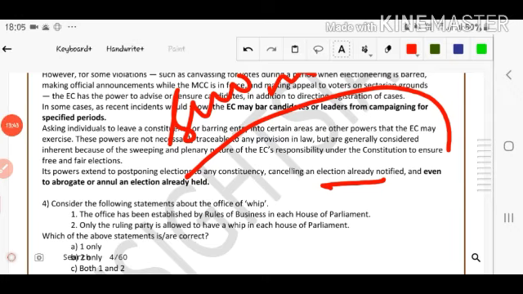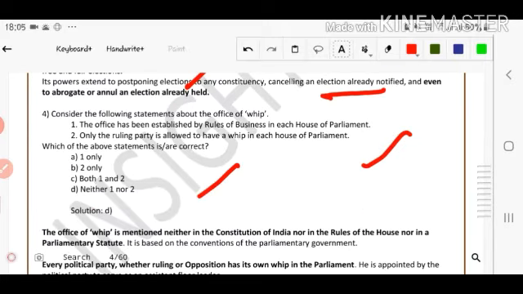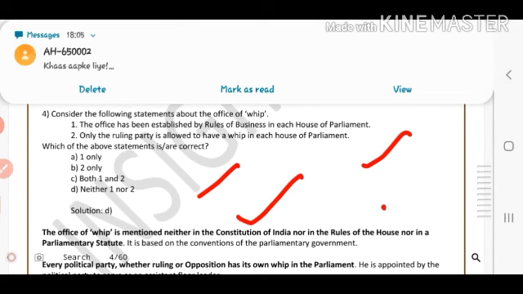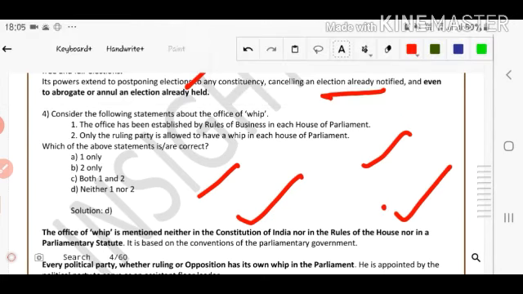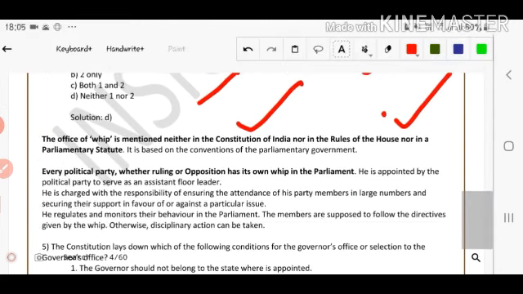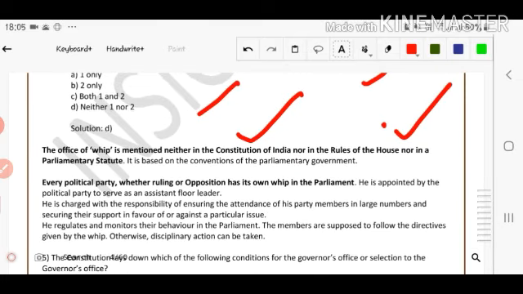Okay, anyway, let us discuss. The office has been established by rule of business in each house of the parliament. Is it right? Number second, only the ruling party is allowed to have a whip in each house of parliament. Is it right? Both are incorrect. The office of whip is mentioned neither in the Constitution of India nor the rule book of the House nor in any parliamentary statute. Political parties, whether ruling or opposition, both have the power of issuing the whip.